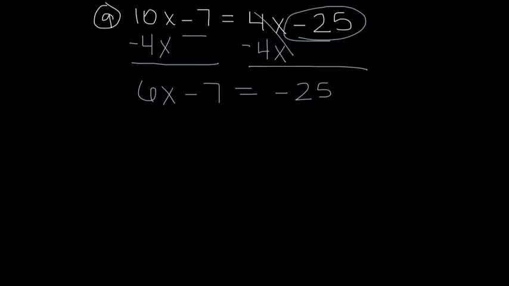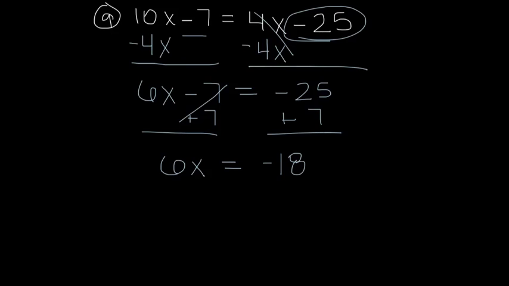Now that all of the x terms are on the left, I need to move the constants to the right, so that involves adding 7 to both sides. The 6x will stay 6x. My 7's cancel each other out. Minus 7 plus 7 just goes to 0. That equals negative 25 plus 7, which is negative 18.